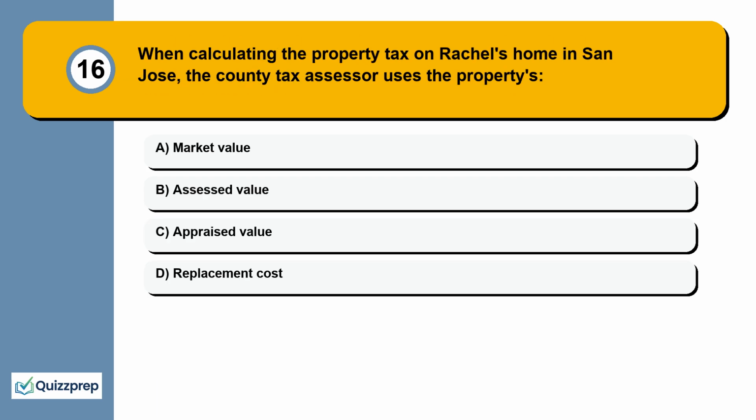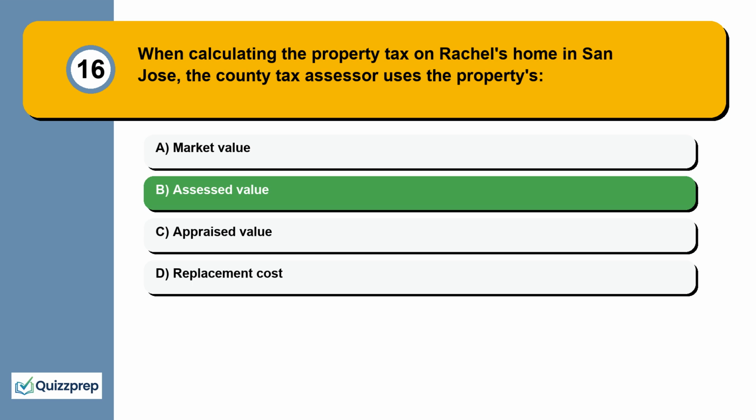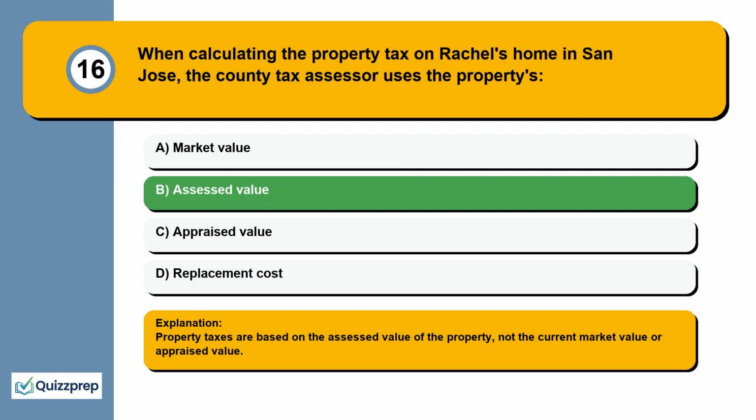Question 16. When calculating the property tax on Rachel's home in San Jose, the county tax assessor uses the property's market value, assessed value, appraised value, replacement cost. Property taxes are based on the assessed value of the property, not the current market value or appraised value.